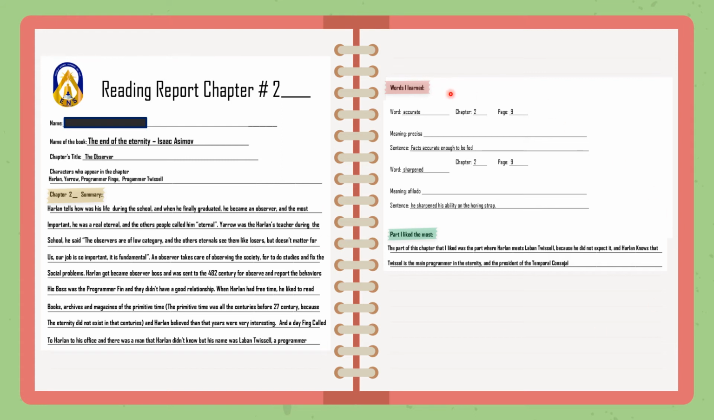Now, for the words he learned, as you can see, he put the meaning in Spanish. And then he respected the sentence in which he found it, which was in English, and then the last part, which was the part that he liked the most. So this one was an even shorter summary than the first one, but it was okay because the chapter was shorter than the previous one.